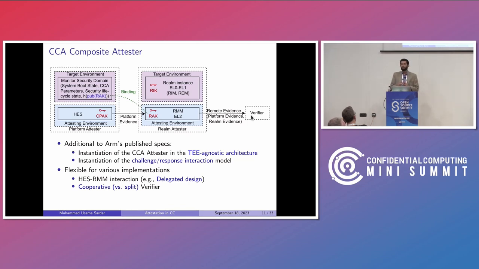The second flexibility is that the verifier could also have different designs possible. One could have a design which is called split here. Now we have two attesters, so we could have one verifier corresponding to each of these, meaning the platform verifier verifying the platform attester and the Realm verifier verifying the Realm attester evidence. And this is the split design. And one could have a cooperative design in which one verifier basically verifies the whole evidence, which is here called the remote evidence. So this is the flexibility for both of these designs, which we have considered and made flexible to be reused in different implementations possible.